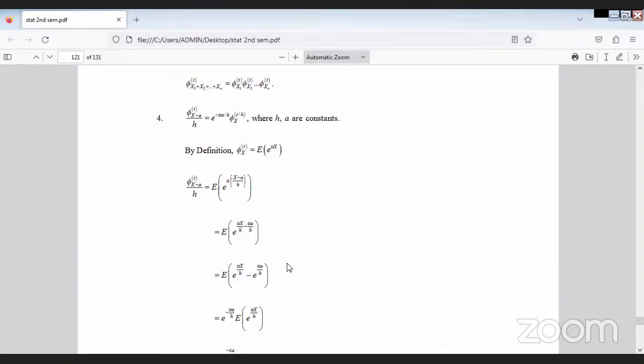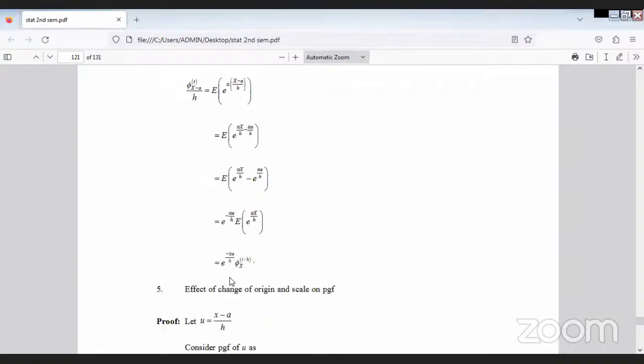So by the definition we are taking here phi of x at t, I am writing here e power itx. So phi of (x minus a) by h at t, we can write as e power it (x minus a) by h. I am taking the multiplication here, e power itx by h minus ita by h. I am taking this one common here, e power minus ita by h. So this is itx by h. So I take that t by h in the next step. What we have to do here?